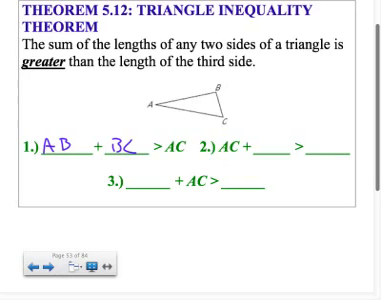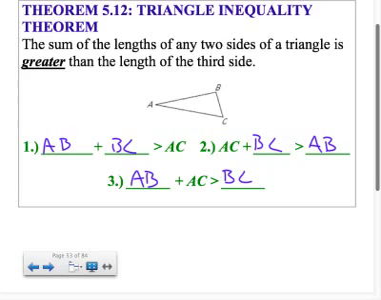AC plus BC has to be greater than AB. Lost track there for a second. And then finally, AC plus AB has to be greater than BC. So you have three different scenarios you can check. There's actually a shortcut here once we get rolling that I'll show you. But that's the idea behind the triangle inequality. Take the sum of any two sides.